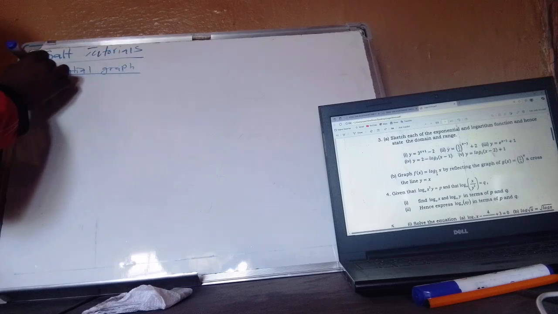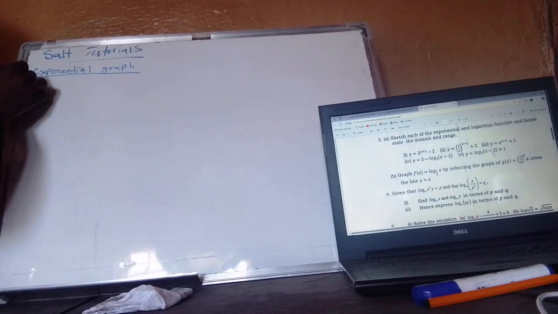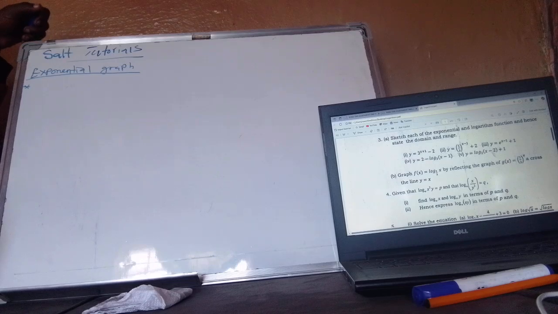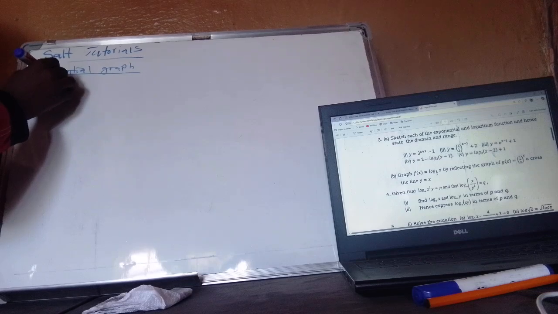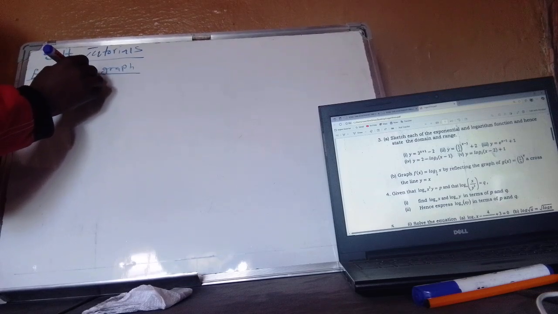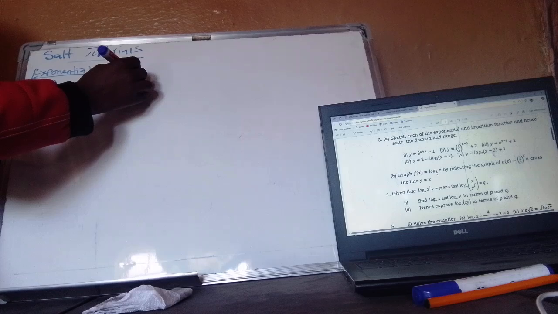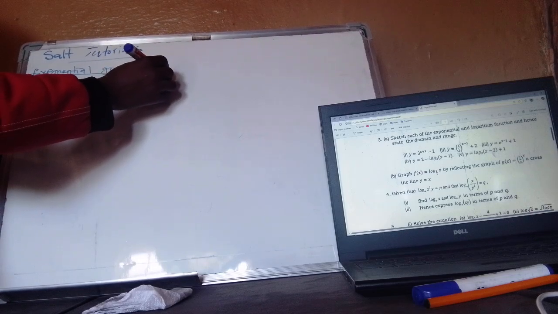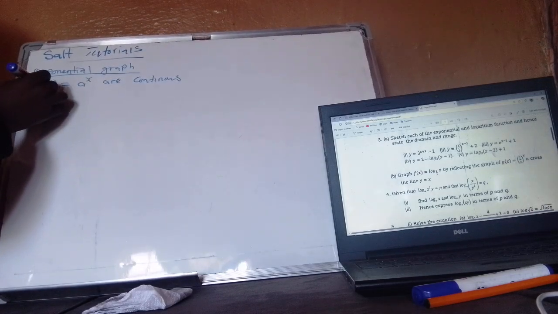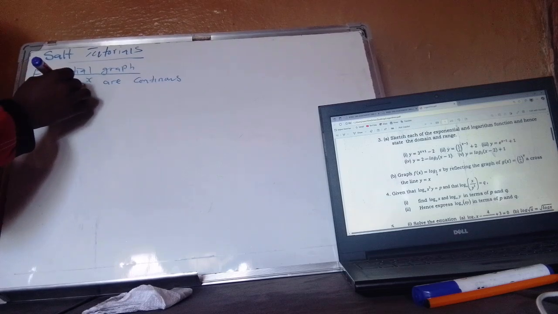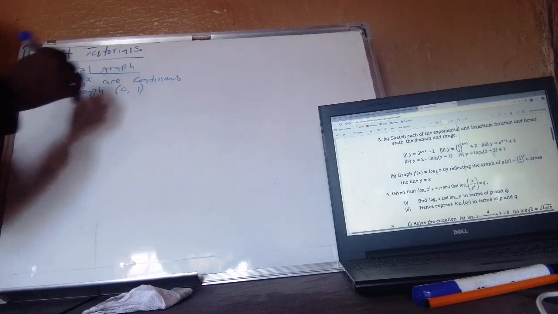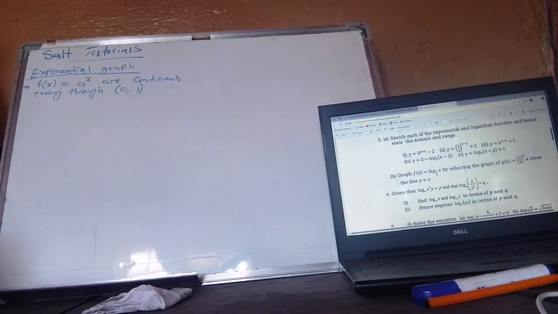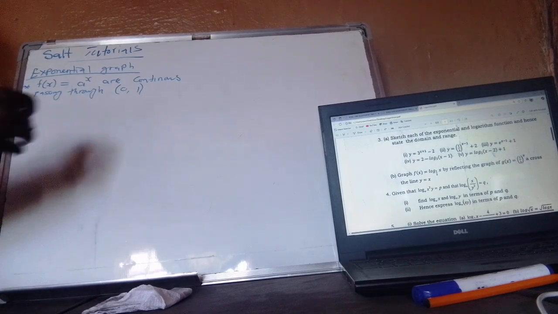So when it comes to exponential graphs, we have to understand that number 1, all exponential functions, meaning an exponential function in the form of f of x equals a power x, are continuous, passing through 0, 1. That's the first point you're supposed to be able to understand. So all functions which are exponential functions are continuous and they will always pass through 0, 1.